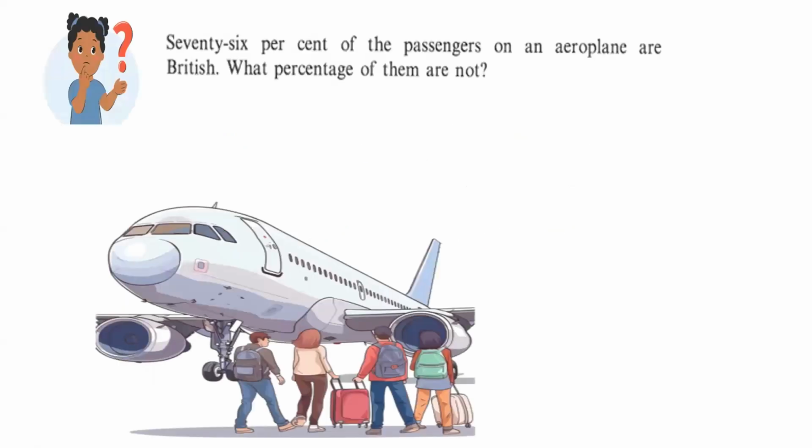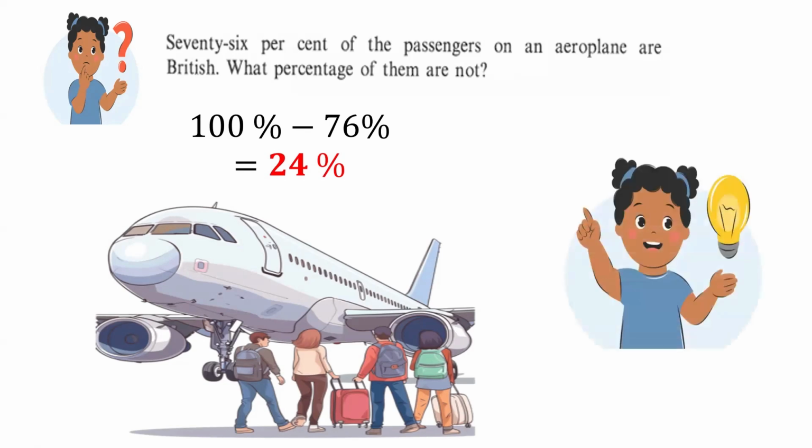Okay. Let's see one question. 76% of the passengers on an aeroplane are British. What percentage of them are not? So here, when there is a percentage, we give it for 100. So 76% of them are British. So what percentage are not? What we do is we just subtract it. 100 subtract 76 percentage, so we will get the answer as 24 percentage. So in the aeroplane, 24 percentage of them are not British. It's as simple as that.